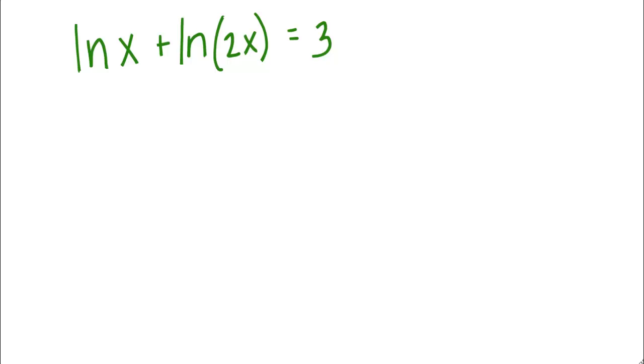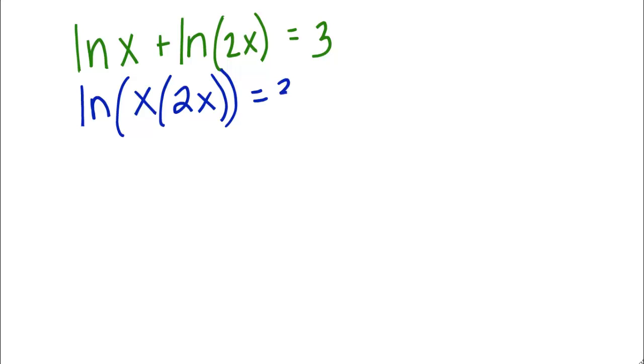Let's do one last example. We haven't seen natural log in a while, so let's bring it back and see what could possibly happen here. Natural log of x plus natural log of 2x equals 3. I know I can use my log properties and write this as the log of a product instead of the sum of two logs. And now I have x times 2x after natural log.